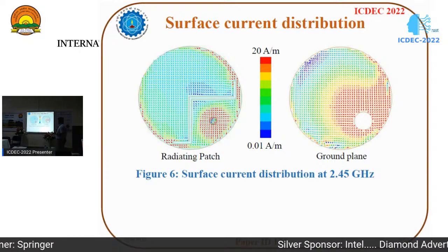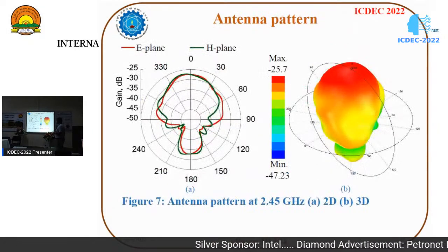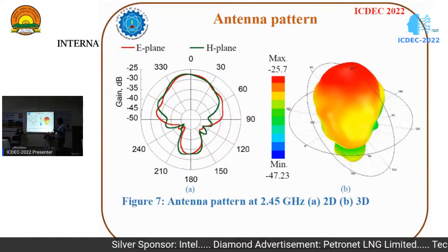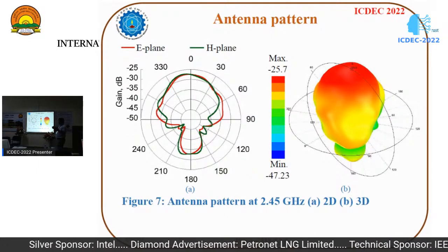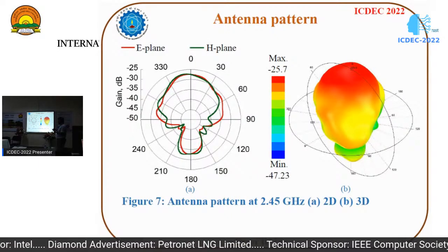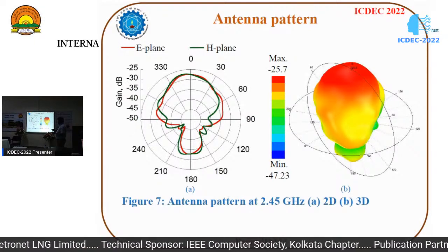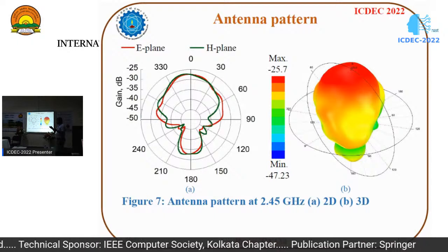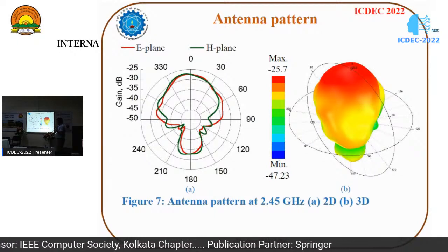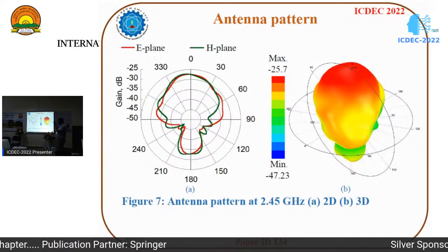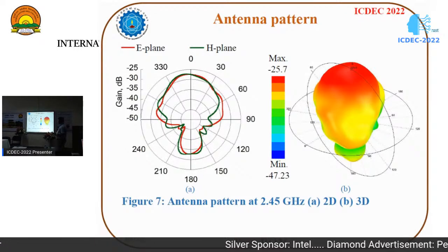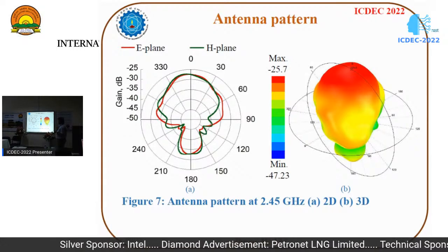So this is the surface current. This is the gain which I obtained, around minus 27.5. In a traditional free space antenna, minus 27 is meaningless, very poor. But in the implantable scenario, in most of the literature which I have studied, the gain ranges from around minus 19 to minus 44. So it is a considerable range. And from this 3D pattern, we can see that it is radiating out of the body.